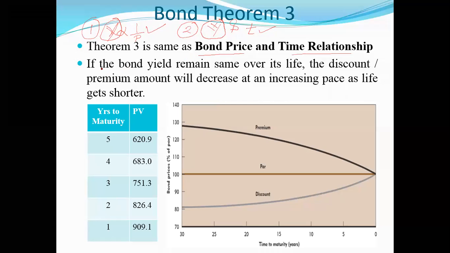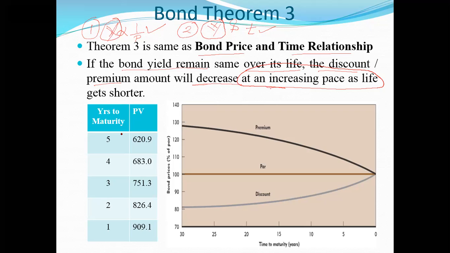What does theorem 3 tell you? It says, if the bond yield remains the same, that means the yield is constant over its life, the discount and the premium amount will decrease. Please understand, the discount and the premium amount will decrease at an increasing pace. This statement is very important. The premium or discount, whatever is there, will decrease at a faster rate as the life gets shorter.